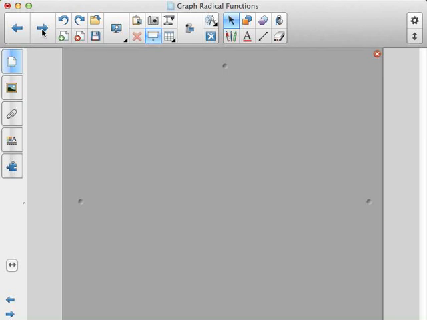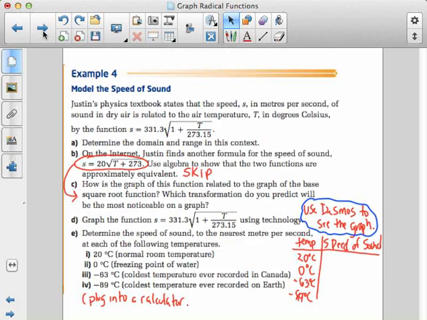Let's look at one word problem. And that's this over here. And we're not going to do every little part of it. And we're going to skip a couple parts of it. So Justin's physics textbook states that the speed s in meters per second of sound in dry air is related to the air temperature T in degrees Celsius by the function s equals 331.3 times the square root of 1 plus T over 273.15. Determine the domain and range in this context.